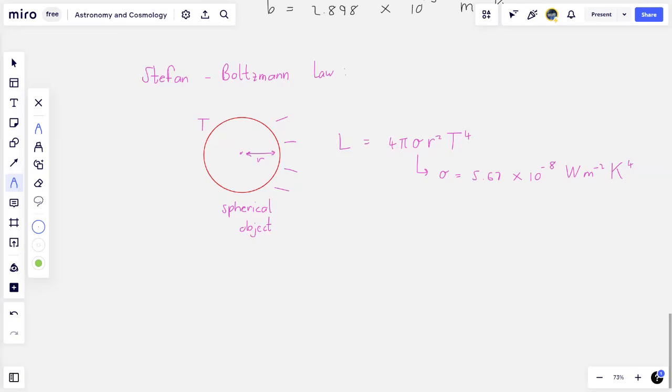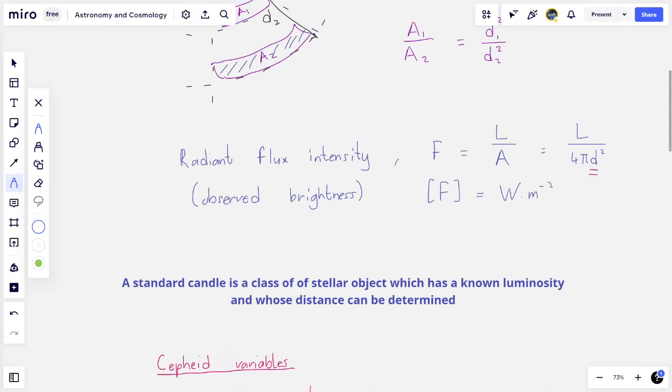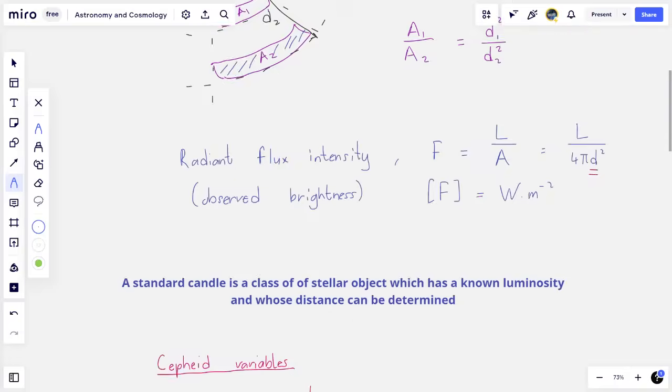Okay. So luminosity was the thing we wanted to find at the very beginning. We said if we know luminosity, we can tell what the distance to that object is, whatever the celestial object may be, since radiant flux intensity is what we measure on Earth. So luminosity is the difficult one.